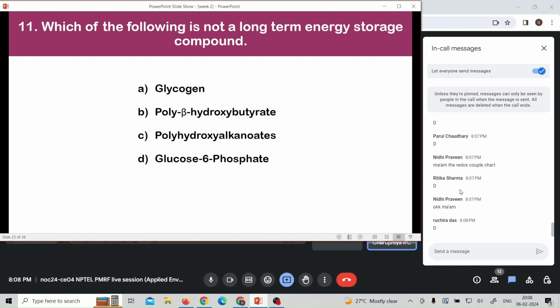Similarly, polyhydroxybutyrate PHB and polyhydroxyalkanoates PHA are also long-term energy storage compounds, whereas glucose 6 phosphate is not a long-term storage compound, but it's an energy rich compound that is used in the reaction.